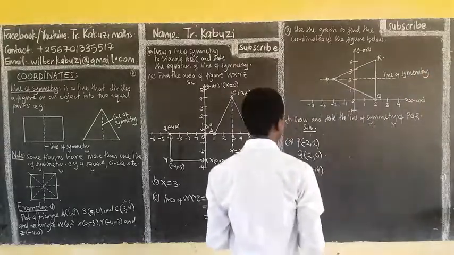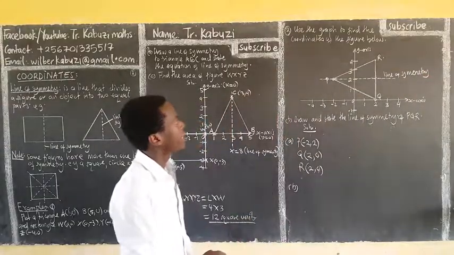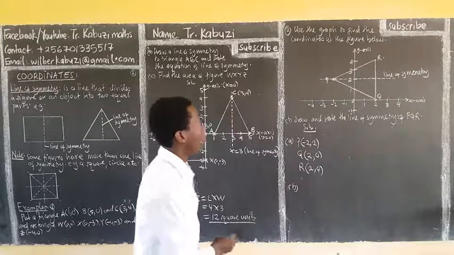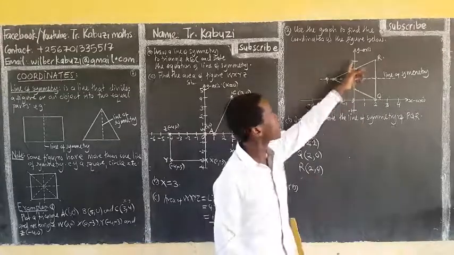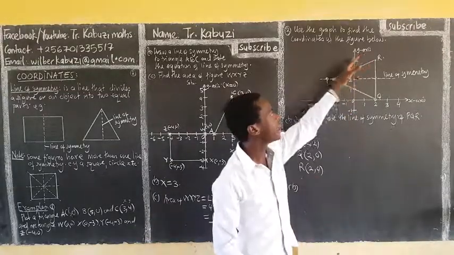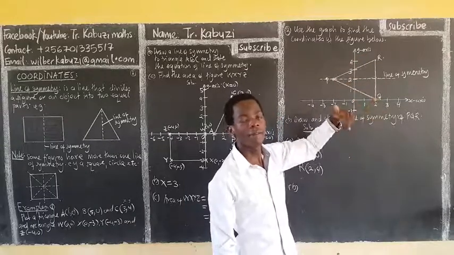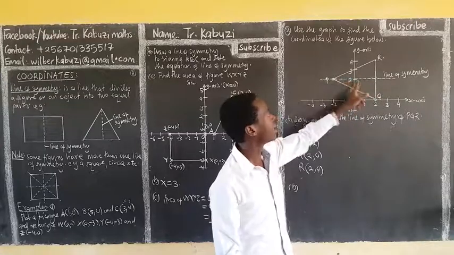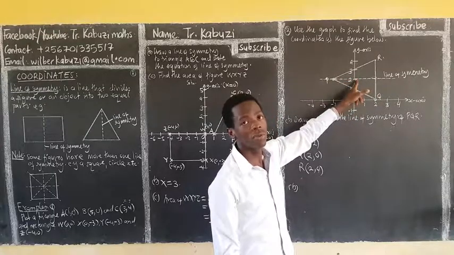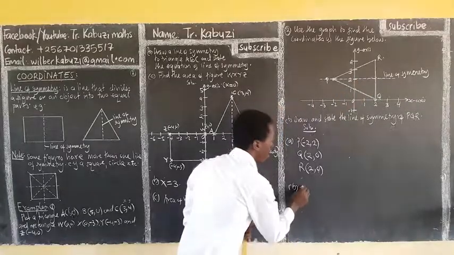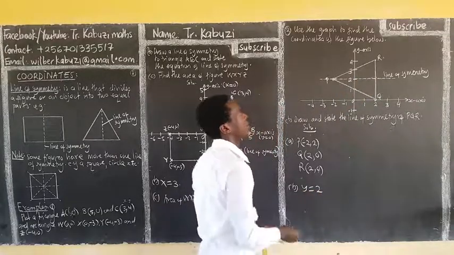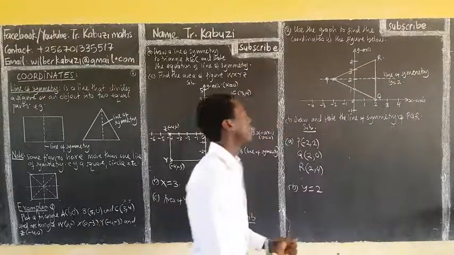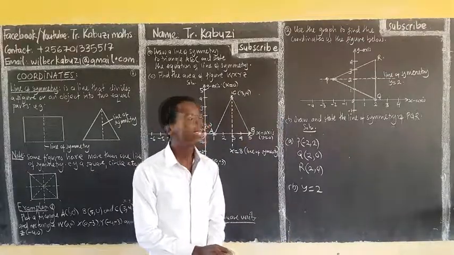So I'm done with the first part. Then the second part, how do we state it? Draw and state. Because this one is cutting the y-axis, the value is going to be y equal to that value of y on which this line is cutting the y-axis. So that is cutting it at y is equal to 2. So the line becomes y equal to 2. This line is y equal to 2. As simple as that. So now we are done with that.